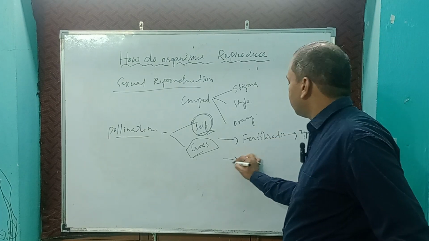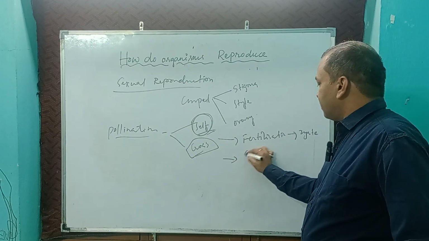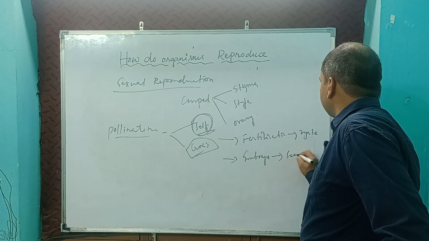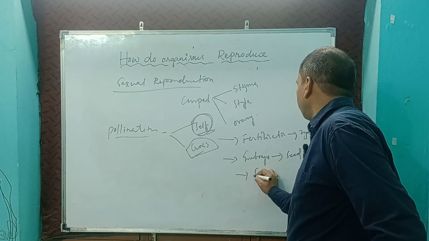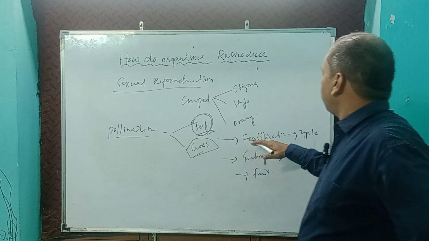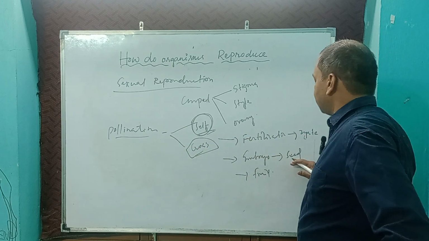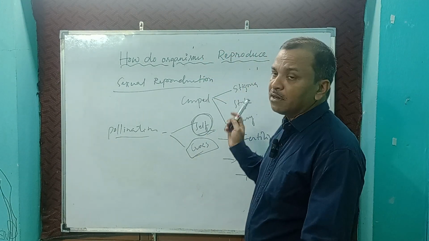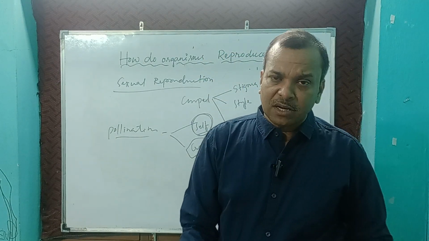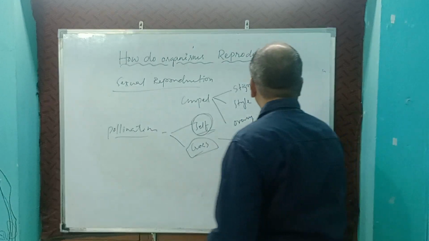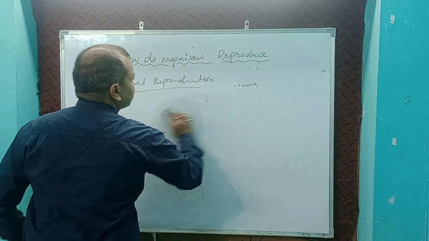From zygote we will get embryo, then we will get the seed, then fruit. Clear? This is the process: pollination, fertilization, zygote, embryo, seed, and fruit. And we have to remember the male reproductive part and female reproductive part. This will definitely come in your exam. Okay, next one we will discuss about human.